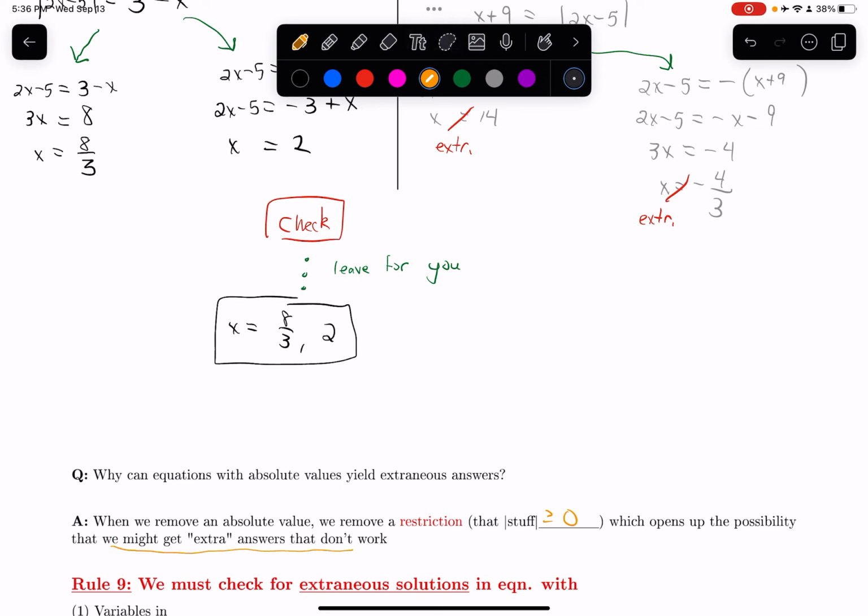All of the situations where you potentially end up getting extraneous answers have something like this, where there's some restriction in the problem, like a square root or an absolute value, but you end up removing it through the process of solving, and that potentially can give you extra answers that don't actually work.